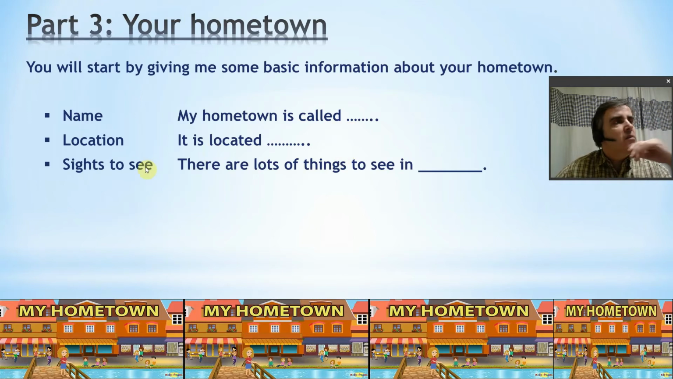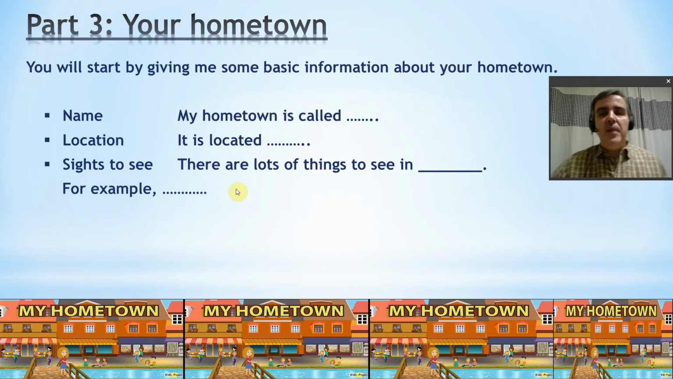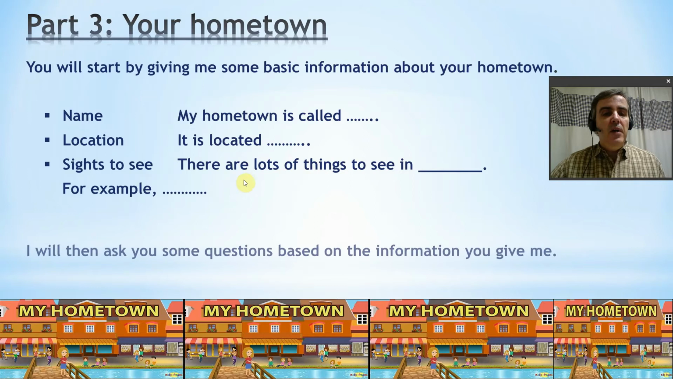Location. It is located in the southwest of South Korea. Sights to see. There are lots of things to see in Jeonju. For example, there is the traditional folk village. There is also Jeonju World Cup Stadium, and there are many mountains nearby where you can go hiking. So that would be your basic information about your hometown.